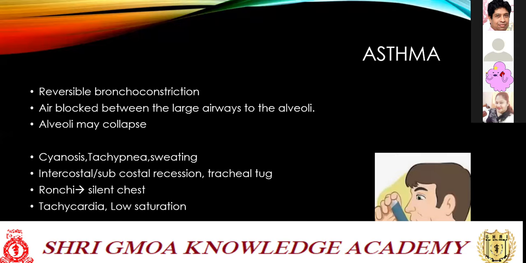Asthma is a reversible bronchoconstriction. It's an air block between the large airways and the alveoli. As a result of that bronchoconstriction, there may not be air inside the alveoli, and the alveoli may collapse. So the patient may present with cyanosis, tachypnea, and sweating. There may be intercostal, subcostal recession, tracheal tug, especially in pediatric patients. Then you have bilateral bronchi if it is asthma.